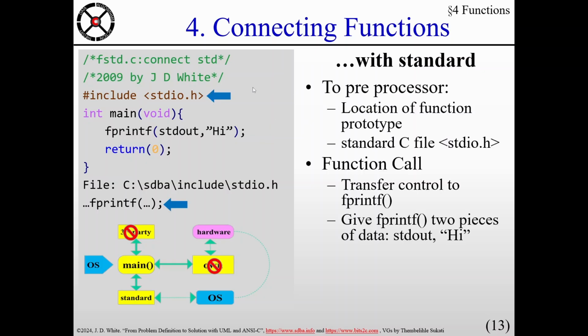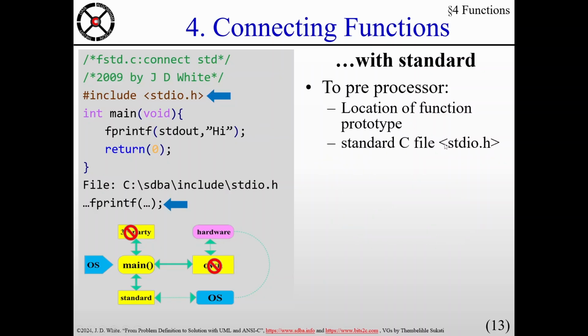Okay. We see here this line, include stdio.h, is a message to the preprocessor. This is the location of the function prototype. It's going to be found in a standard C library file, stdio.h. Note the brackets are different. The brackets are different because it is telling you, hey, this file has been checked. There's going to be no errors in it. Okay? It's a standard. It's included.